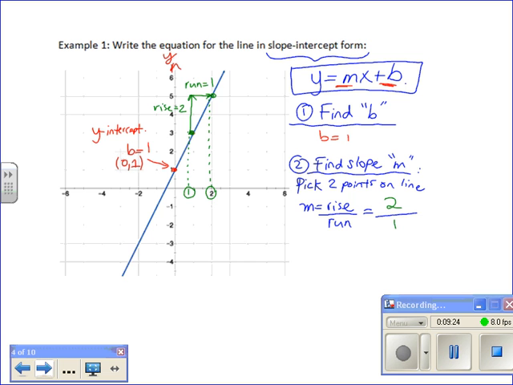That was easy. Okay, so let's simplify that slope. You can leave it as 2 over 1. There's nothing wrong with that. Okay, but we could also write that as 2, and that's fine as well. So m is equal to 2.